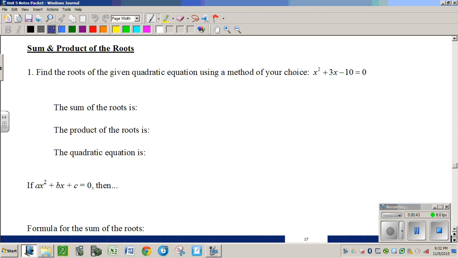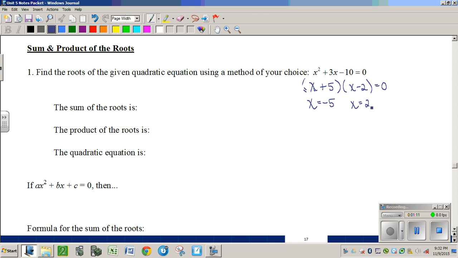So if you take a look at the first question, it says find the roots of the given quadratic equation using a method of your choice. I'm going to go ahead and factor this. So this would factor as x plus 5 and x minus 2, making my solutions negative 5 and positive 2.